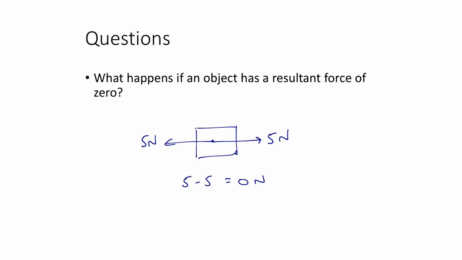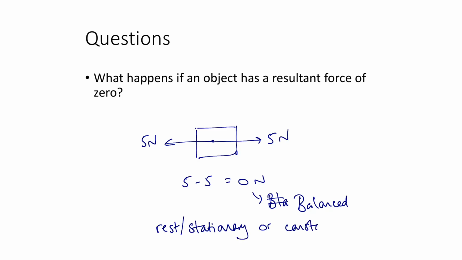So what that means is we've got a balanced force. And if something is balanced, that means it does not accelerate. It doesn't speed up and it doesn't slow down. So the object is either at rest, or you could say stationary, or moving at a constant velocity or constant speed.